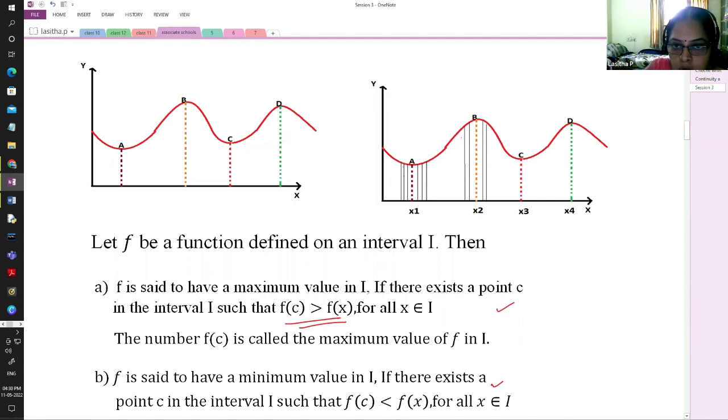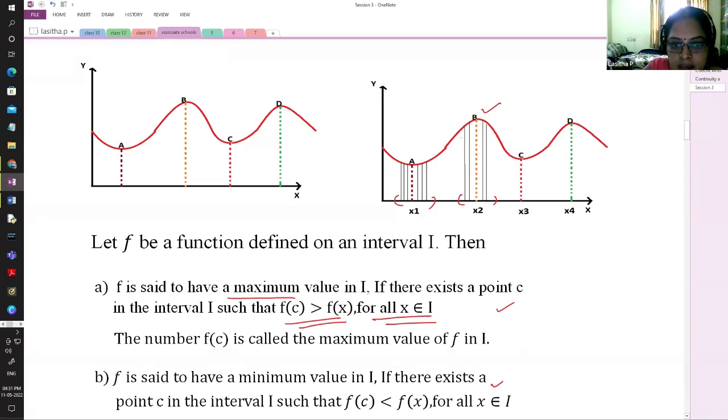Here, all these vertical lines in the neighborhood of x1: the vertical line passing through x1 to A is actually shorter than the other ones. Whereas in the x2 neighborhood, the vertical line at x2 is greater than the other vertical lines in the neighborhood. That is the meaning conveyed here. f of c is greater than f of x for all x belongs to I if it is a maximum point. So B is a maximum point in that particular interval, and f of c will be the maximum value.